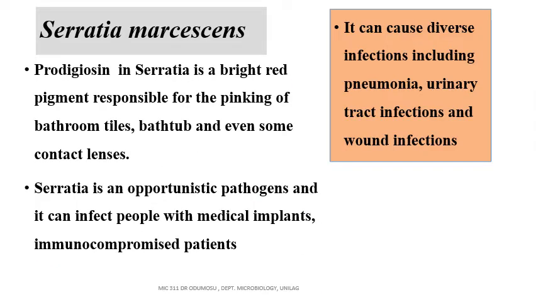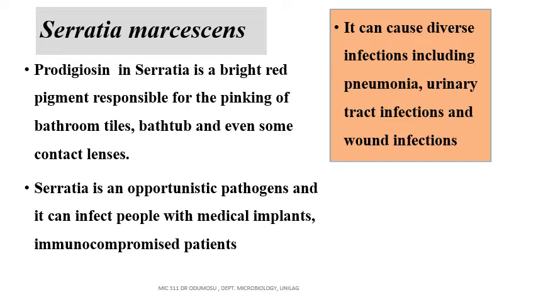The prodigiosin in Serratia is a red antibiotic pigment produced by some strains of Serratia, especially Serratia marcescens. It is a very stable pigment which is usually resistant to light, heat, and even some disinfectants. This is responsible for staining on surfaces like bathroom tiles, bathtubs, contact lenses, and it also causes some pink stain on some devices.